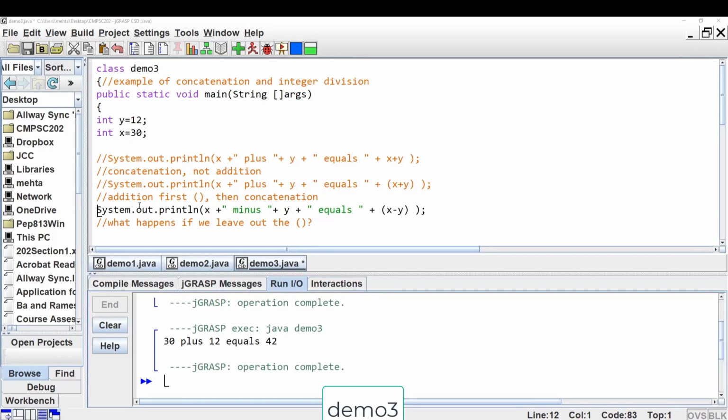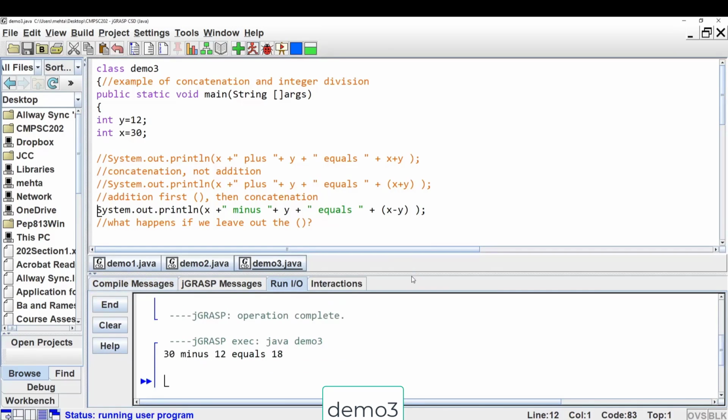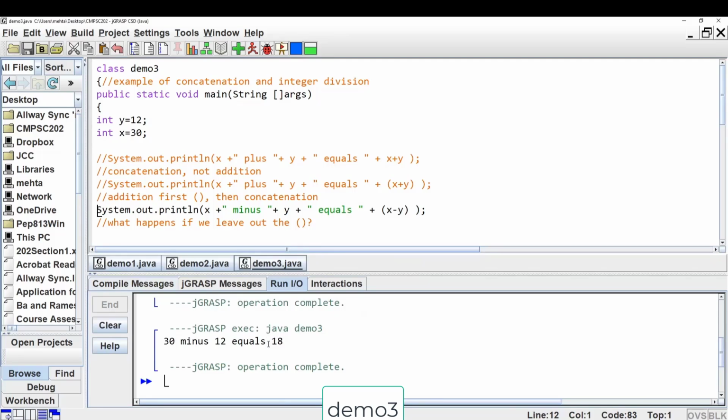So in a similar manner, we have here subtraction, and we put it in parentheses, so we're expecting the subtraction to come first before the concatenation. And there you go, it did the subtraction, and then it output the value, which was the 18. But what happens if I miss out the parentheses? Let's run it and find out.